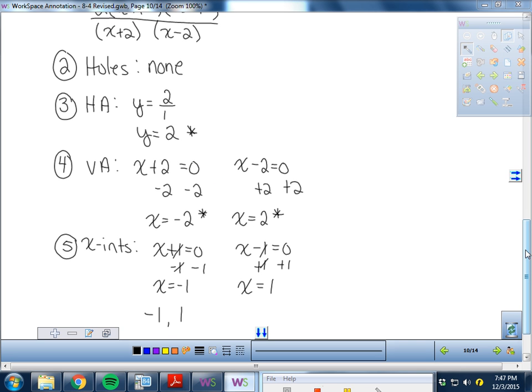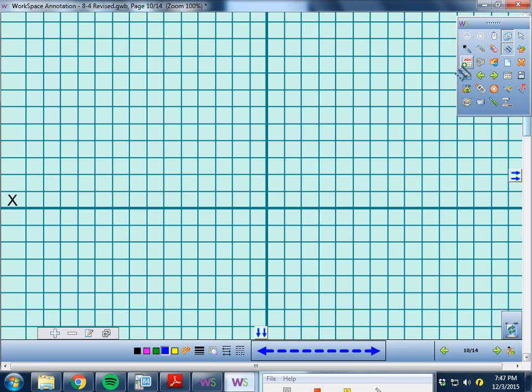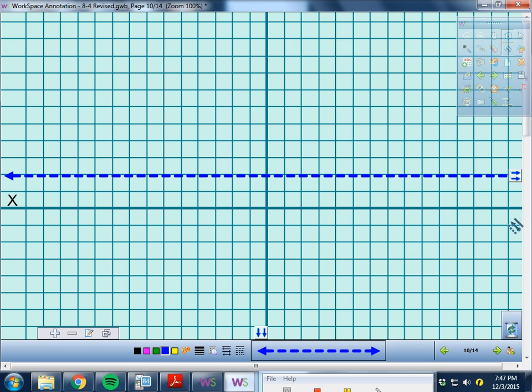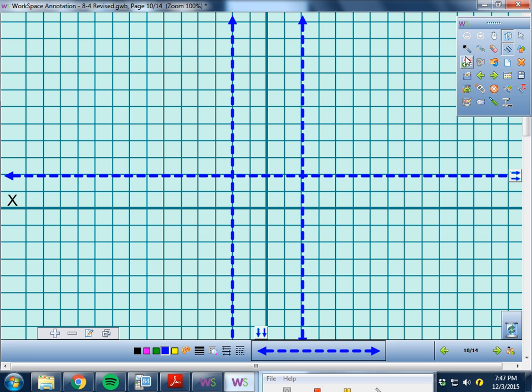Y equals 2 is our horizontal. So I'm going to go up to when y is 2 and draw that across. Alright, and then I have vertical asymptotes at negative 2 and positive 2, so I'll go to negative 2, draw in that vertical asymptote. And then I go to positive 2 and draw in the vertical asymptote. And then I have zeros at negative 1 and 1. So negative 1 and 1 is where I'll be crossing.